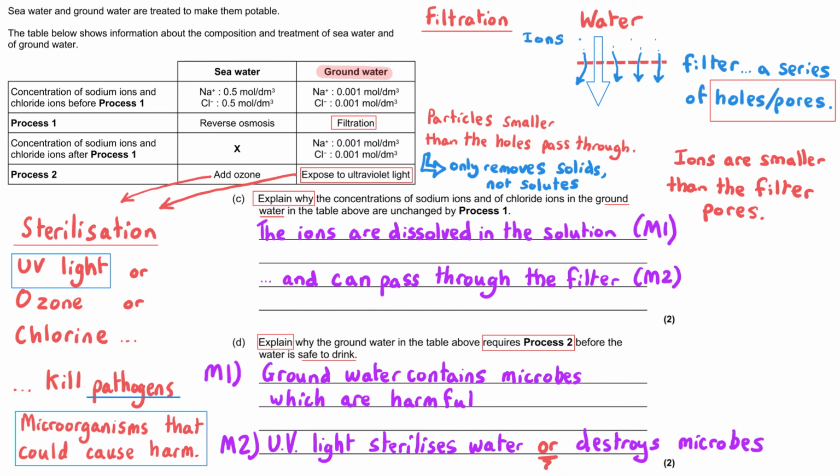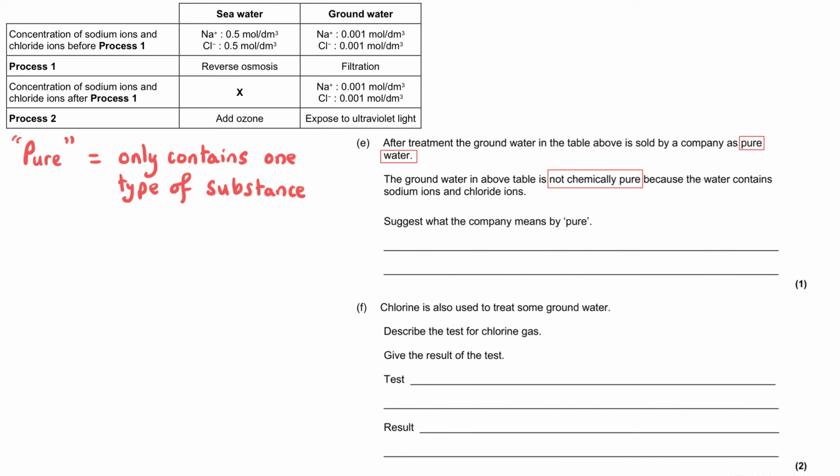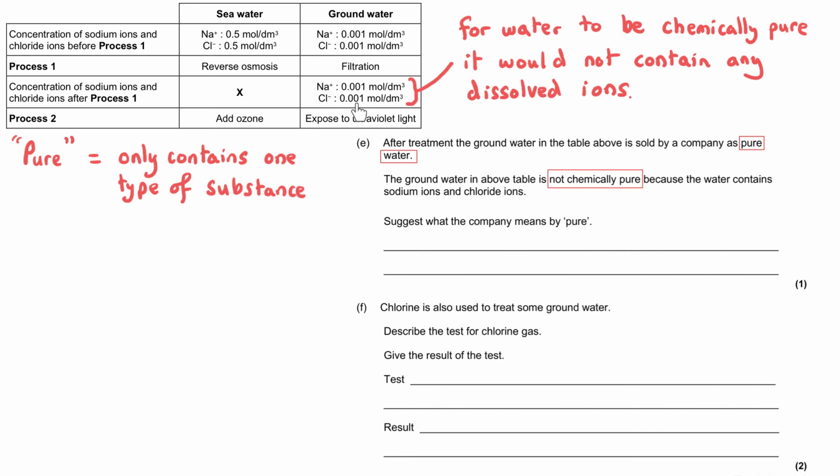And so to get both of these marks here, we need to say something like the water needs to be sterilized, or what that process involves, which is killing or destroying the microbes. And then the second mark is for saying the consequence of not doing that would be that these microbes would cause harm. After treatment, the groundwater in the table above is sold by a company as pure water. The groundwater in the above table is not chemically pure because the water contains sodium ions and chloride ions. And we can see that here. They're there after process 1 in very, very low concentrations.